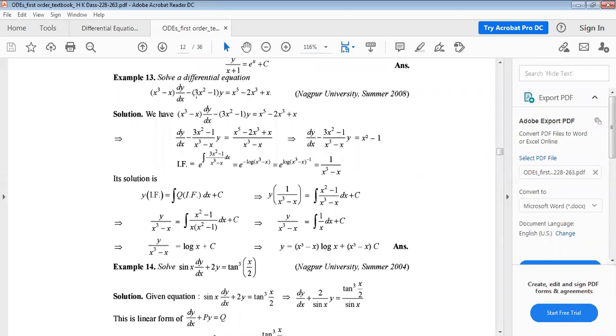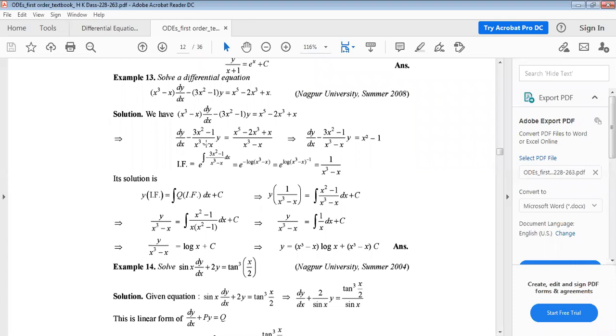But if this were a function of y, then that would become a non-linear differential equation of first order. So we can solve by the integrating factor method. We can write this differential equation in the standard form, dy/dx + p y = q(x). Dividing by x^3 - x on both sides, we get the standard form dy/dx + p y = q. Here p and q are constants or functions of x, and here they are functions of x only.